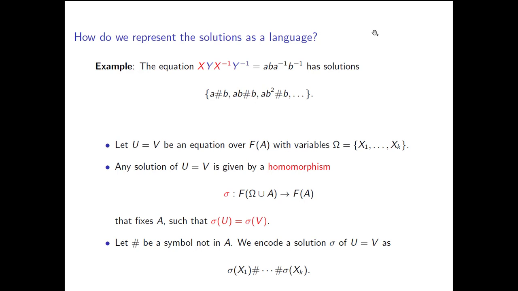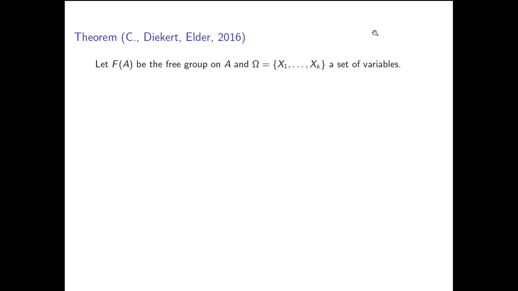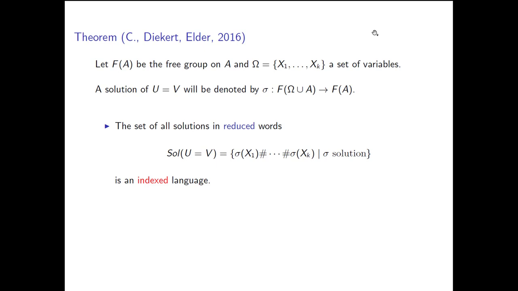So now the theorem says that if you have a free group, a solution, again, I'll write it as a homomorphism, turns out that the set of solutions in reduced words, written like this, is an indexed language. There's a lot to be said about this blue reduced word. It's relatively easy to get them as unreduced words. I'll show you why, hopefully it's going to become obvious, but getting them as reduced words is very tricky.